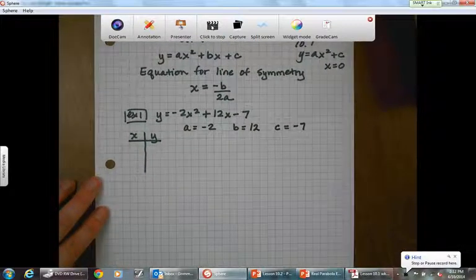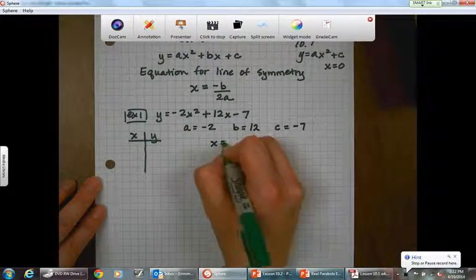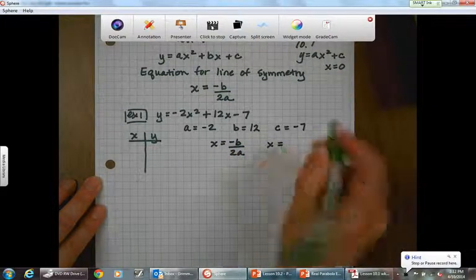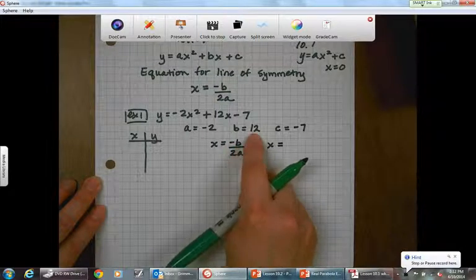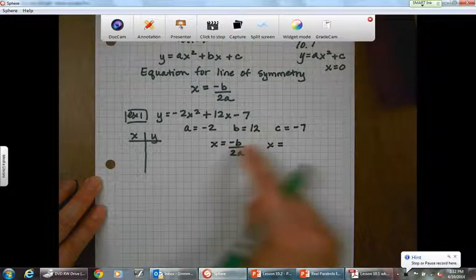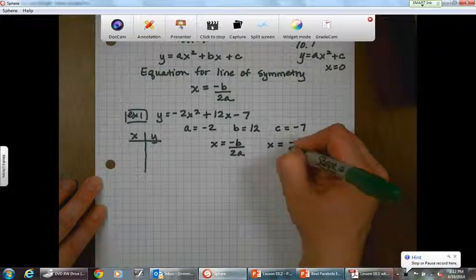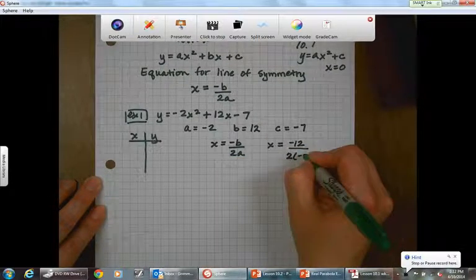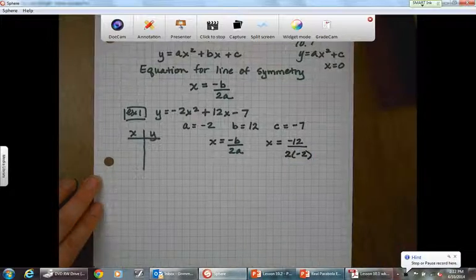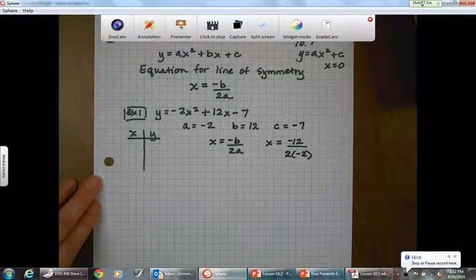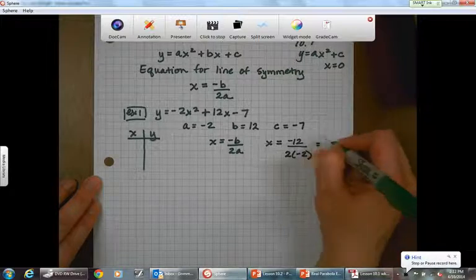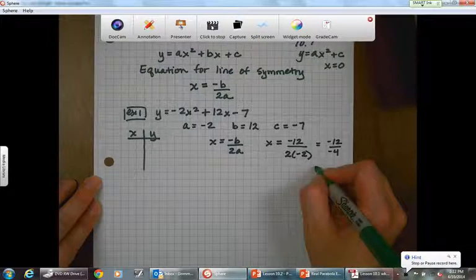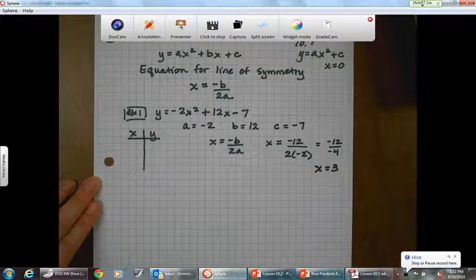So I'm going to say x equals -b over 2a. So x equals the opposite of b. So if this is 12, it's going to go in as a -12 over 2 times a, so 2 times -2. And so then I'm going to simplify that. So that's going to be what? -12 over -4, which is going to be +3. So this means my line of symmetry is 3.